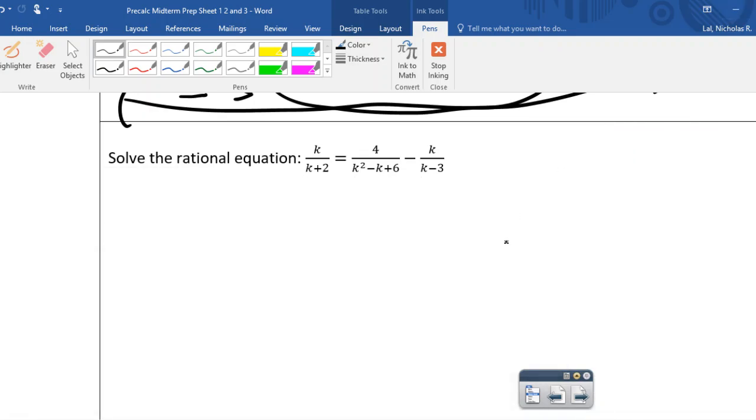So what we need to do is solve the rational equation k over k plus 2 equals 4 over k squared minus k plus 6 minus k over k minus 3. Now the trick here is we have two functions or two terms that are set equal to each other. So we're going to graph each term in Desmos. So for this term and this term, I'm going to graph in Desmos.